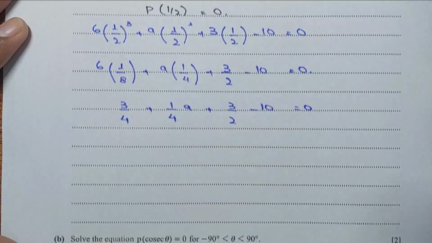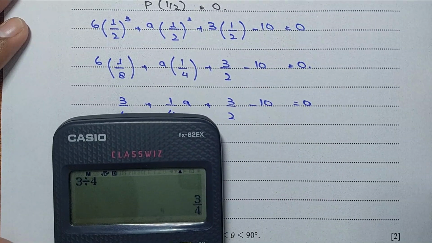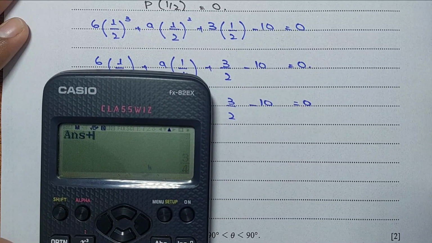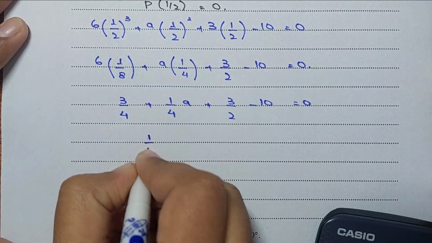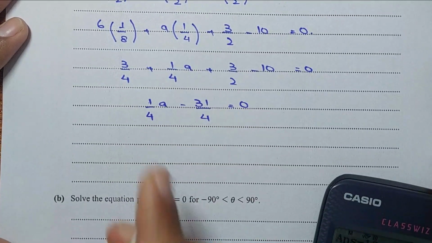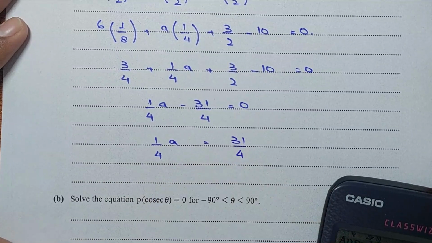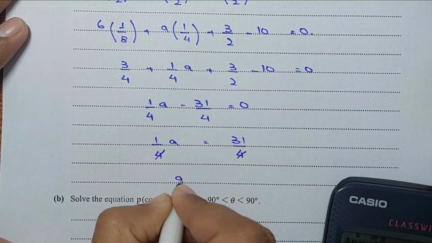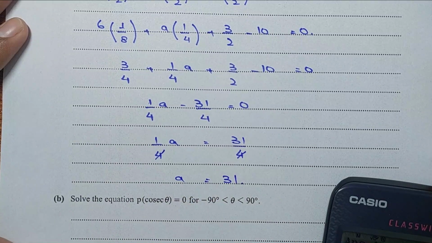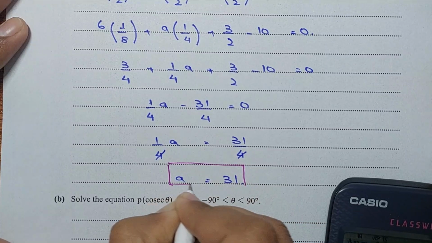Let me simplify the constants: 3 by 4 plus 3 by 2 and negative 10. This is minus 31 by 4. So 1 by 4 a minus 31 over 4 equals 0, right? This is 1 over 4 a and this is 31 over 4. Okay, cancel the 4's on both sides, so we got the a value, which is 31. So we have done the first part, where we needed to figure out the value of the constant a.